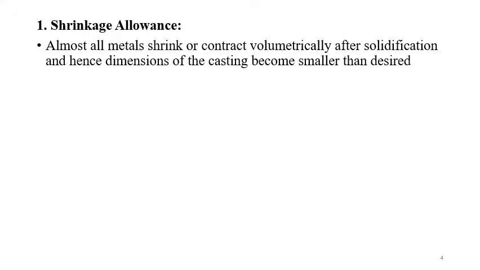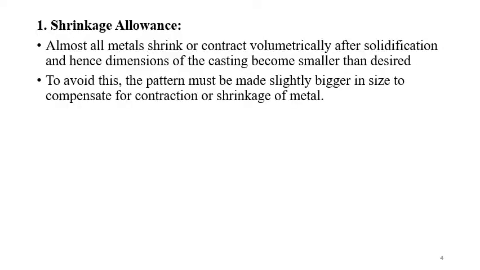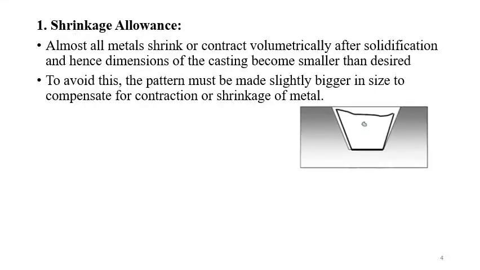Shrinkage allowance: almost all metals shrink or contract volumetrically after solidification, and hence the dimensions of the casting become smaller than the desired requirement. To avoid this, the pattern must be made slightly larger or bigger in size by a very small amount, to compensate for the contraction or shrinkage of the metal. You can see this figure.